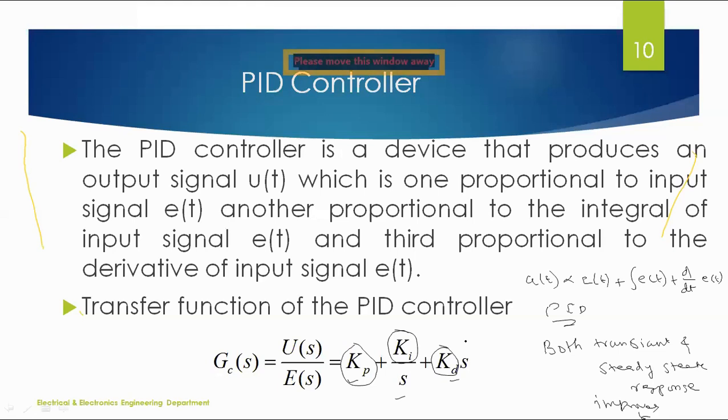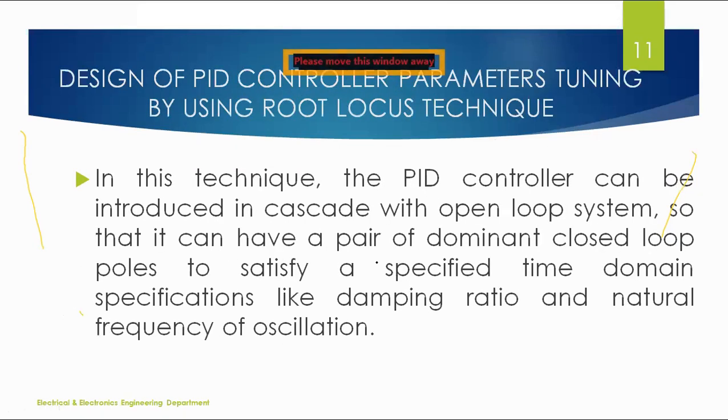So now we know all the introduction part: the transfer functions of the PI controller, PD controller, and PID controller. Now we are going to go for the design of KP, KI, KD values by using the root locus technique. Up to now we discussed the introduction part, the closed loop system, and the transfer functions of the different types of PID controllers. So now we go into that topic.